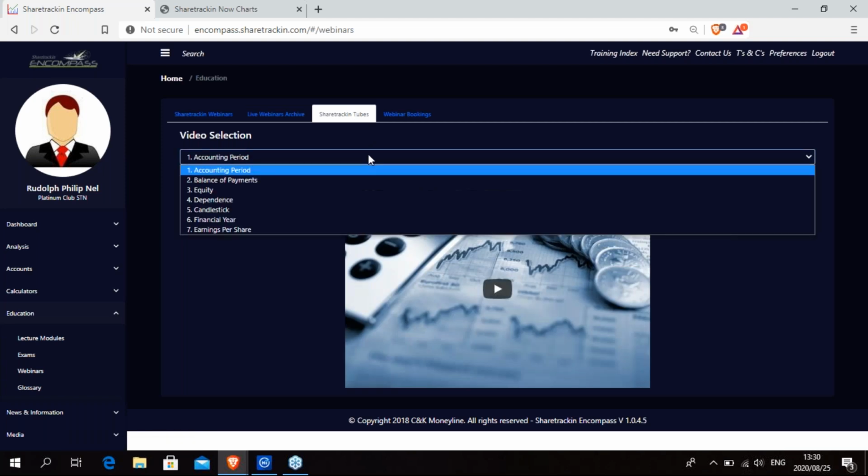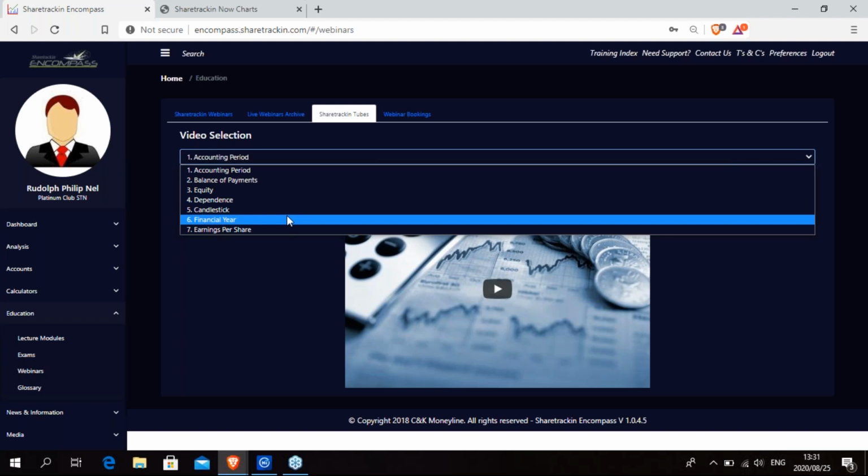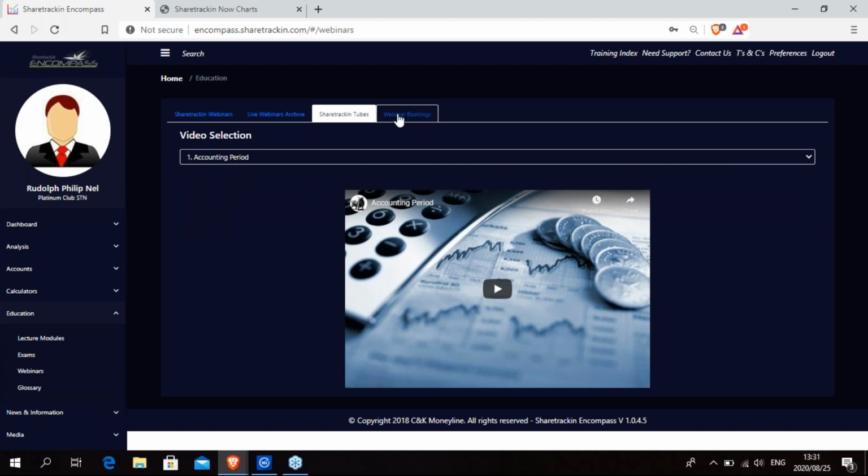Then your share tracking tubes is a little bit more advanced: how your candlesticks work, your dependence, equity, financial year, earnings per share, your accounting period, balance of payments. It's good to go through this because it teaches a little bit more about how to do decent analysis. Like for instance, with candlesticks, how do they work? Or a financial year, how to read the financial year end results or quarterly results of a share. It's good to go through those videos so that you know exactly, for instance, when you buy a share, you need to enter either a technical or fundamental reason. Now you'll find some reasons underneath the financial year end results. So just a little bit more information around that.